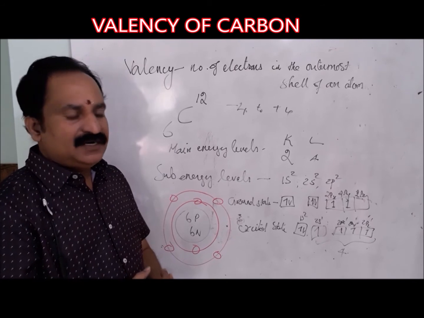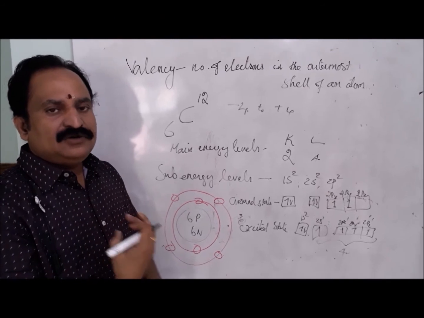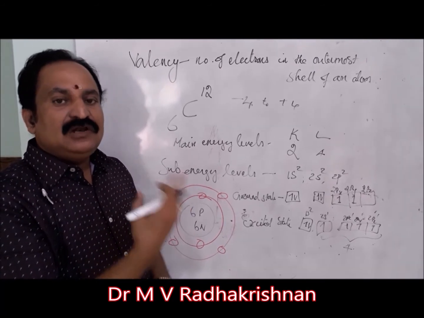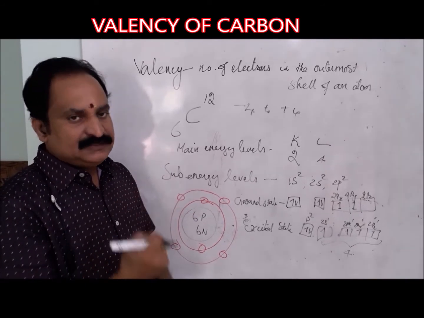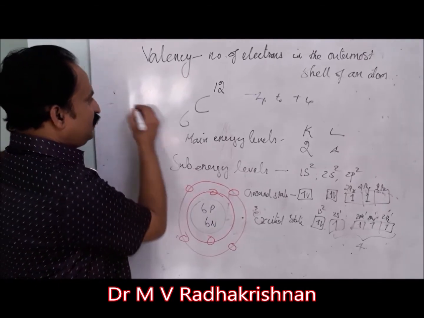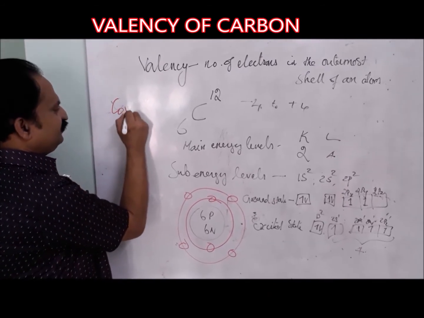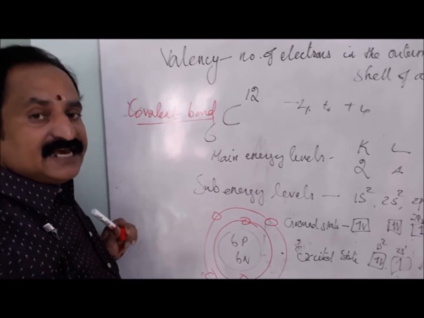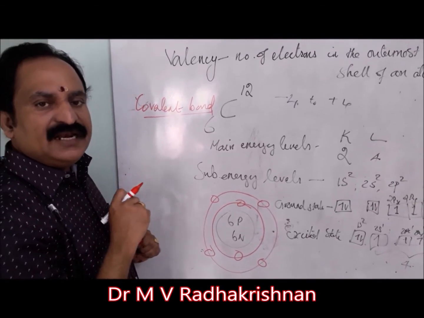But in the case of carbon, the nucleus is very small, so it cannot accommodate 4 more electrons to get the octet condition, and it cannot easily lose 4 electrons either, since the atom is very small. So mainly carbon shows covalent bond formation, that is covalency. What is a covalent bond? Sharing or pairing of electrons during a chemical reaction is called covalent bonding.